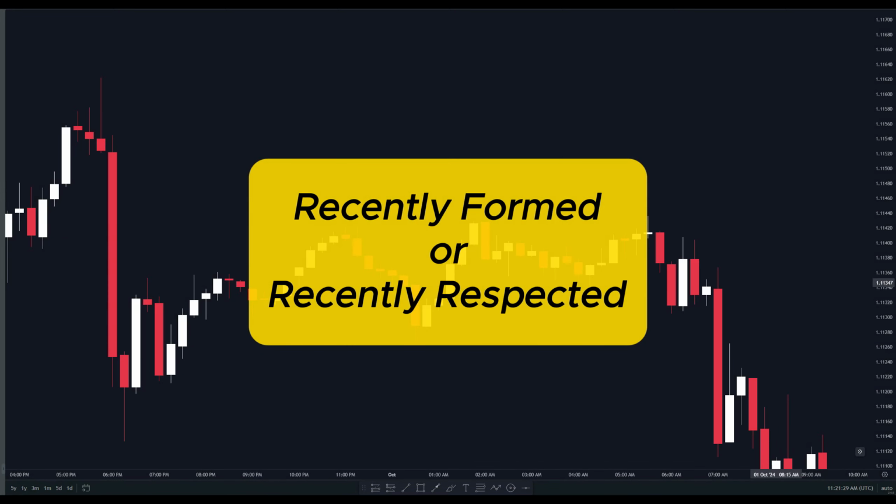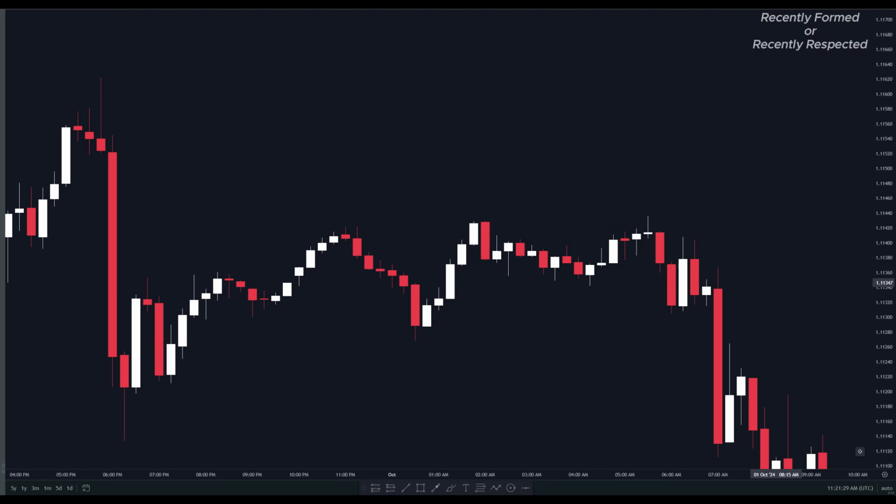And the last criteria is the level that is formed or respected recently. As I told earlier, the latest formed support or resistance are more important than the older ones, because there are more chances that price will respect them again. Here on the chart, you can see that price got rejected by this level multiple times in a very short time period. It means that this level is still valid as a resistance.